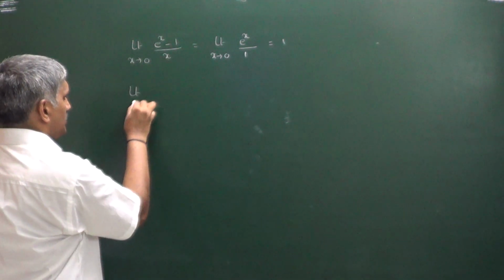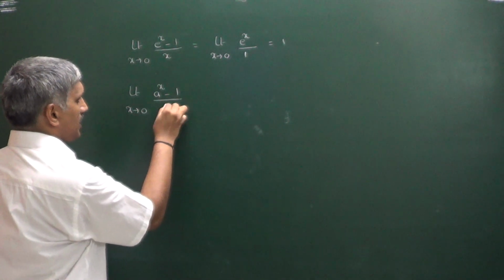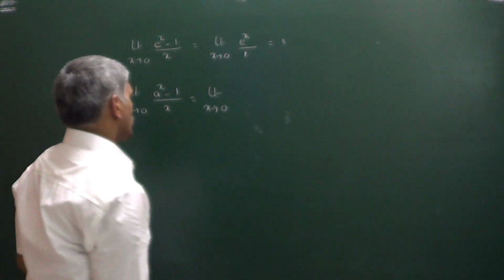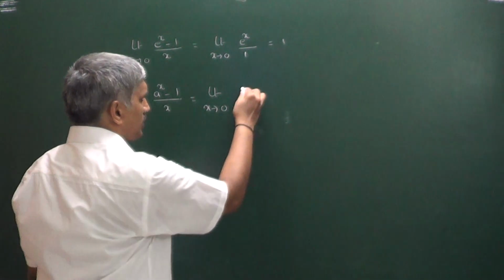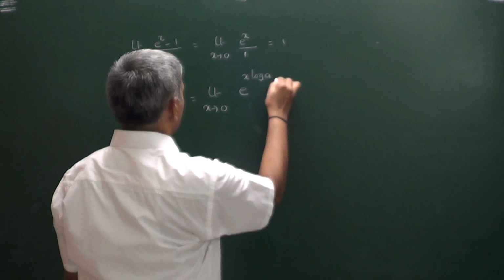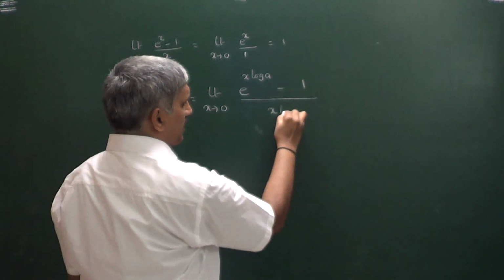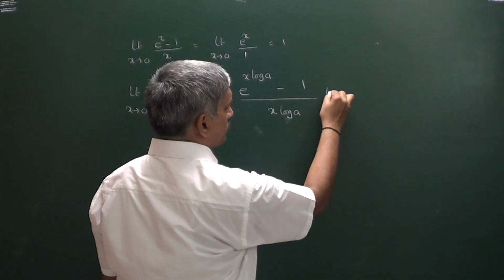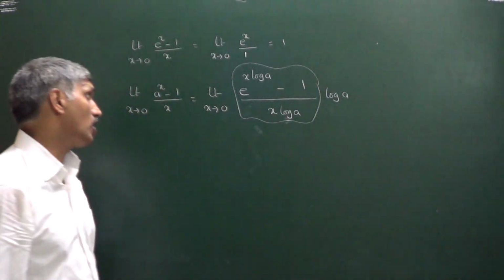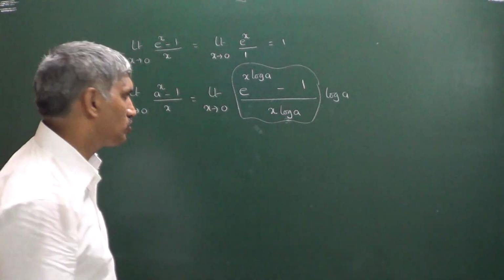Now we can also write limit x tends to 0 of (a to the power of x minus 1) by x. This also we can do in the same way. You can apply L'Hospital's rule, or otherwise we can write that as (e to the power of x into log a minus 1) divided by x. Nothing here, multiply with log a, divide with log a. Now this value is becoming 1, that's why you will get log a. Limit x tends to 0 of (a power x minus 1) by x is equal to log a.